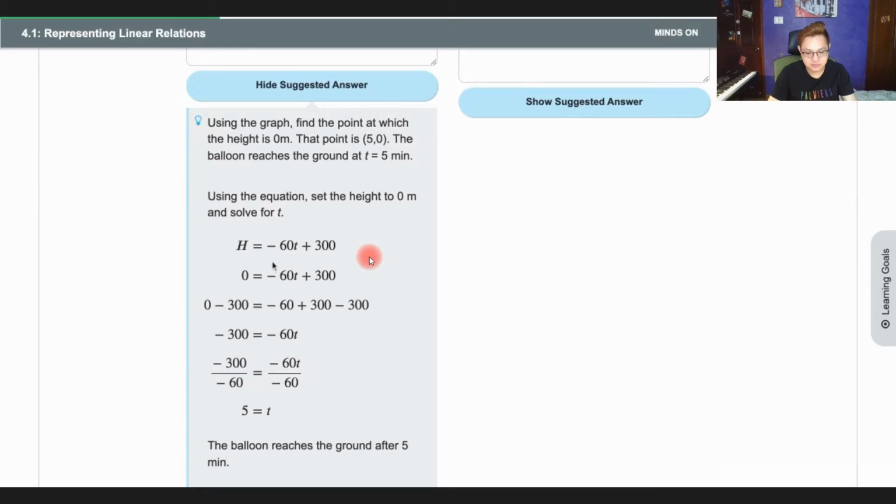Height equals minus 60t plus 300. So the height is 0. Then you minus 300, so you remove the 300 from each side. And then you divide 300 by 60 and you get t equals 5 minutes. So the balloon reached the ground after 5 minutes.